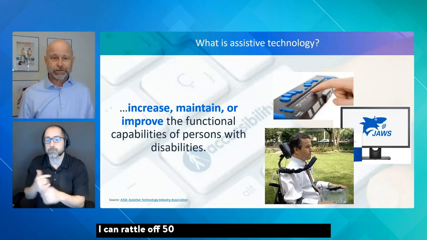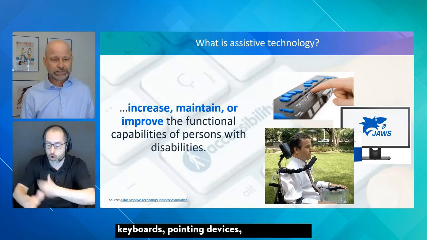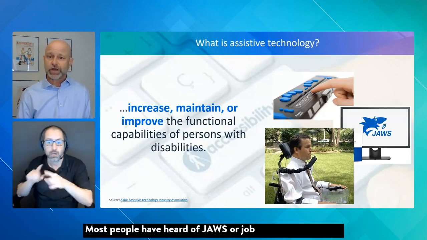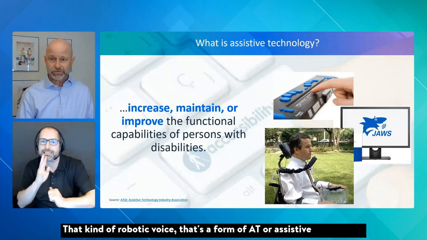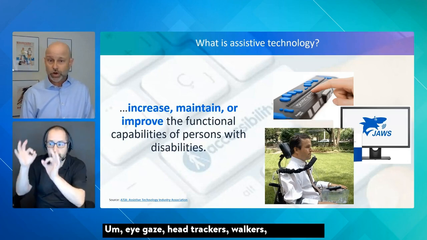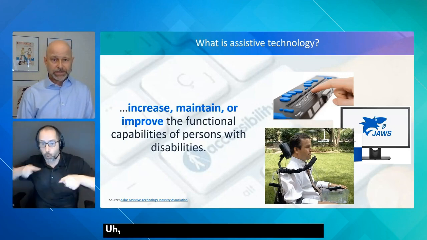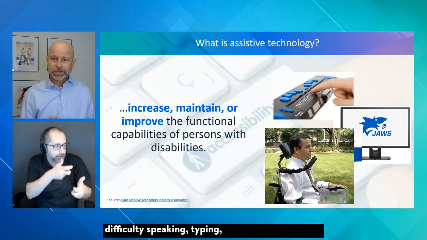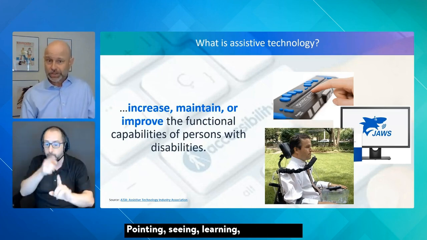I could rattle off 50 of them, but prosthetics, switches, keyboards, pointing devices, screen readers. There's one here, JAWS. Most people have heard of JAWS, or Job Access With Speech. It's that kind of robotic voice. That's a form of AT, or assistive technology. Eye gaze, head trackers, walkers, you name it. These are all forms of assistive technology. Assistive technology helps people who have difficulty speaking, typing, writing, remembering, pointing, seeing, learning. I could go on.